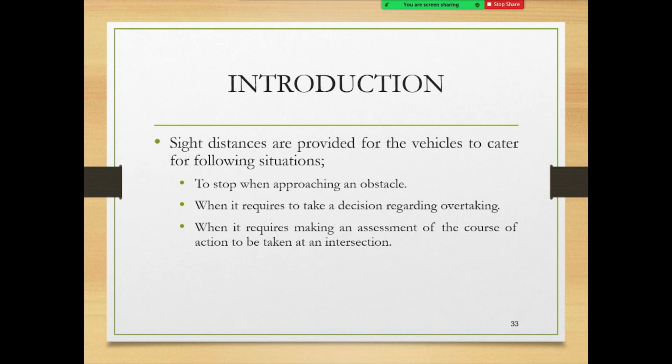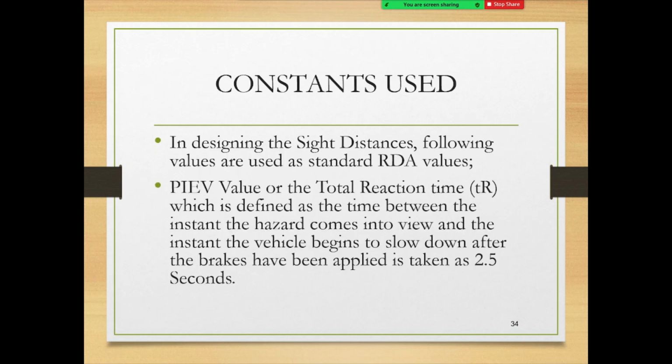And when it requires making an assessment of the course of action to be taken at an intersection, the side distance at the intersection should really be maintained. Otherwise, what happens? That will be accident prone. Okay, so there is some little bit of theory stuff.